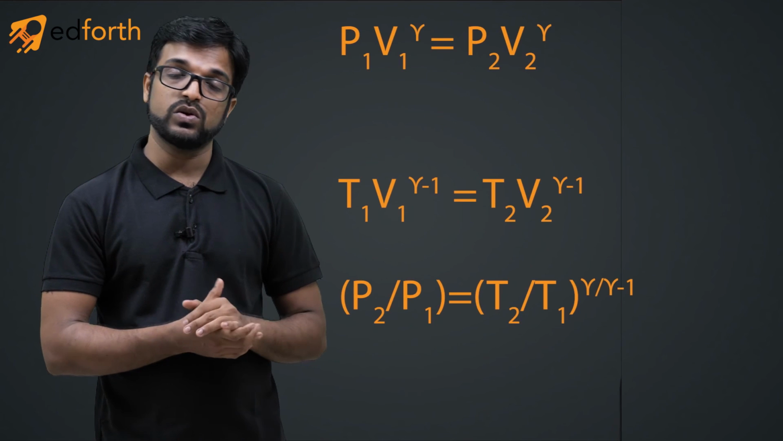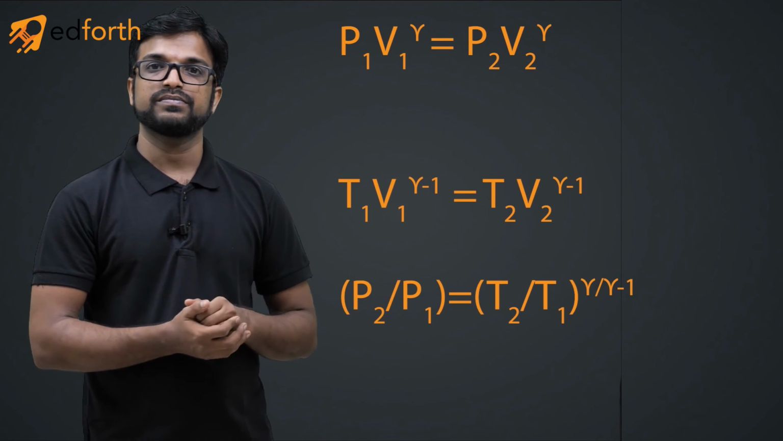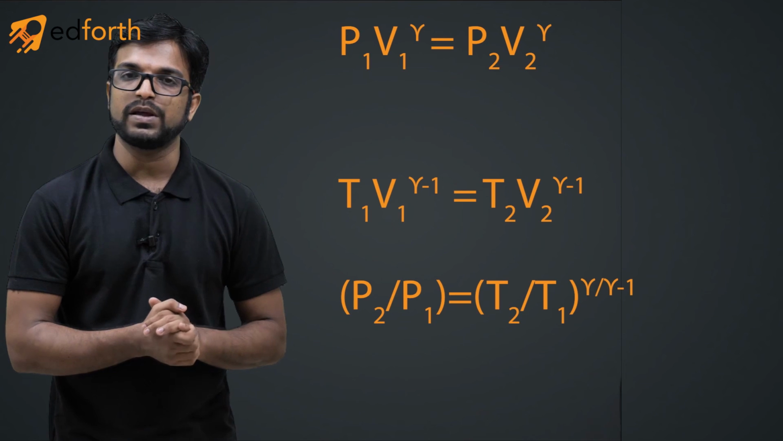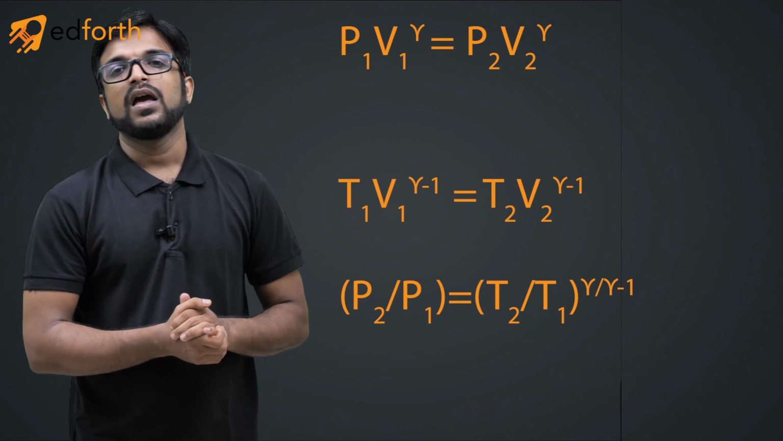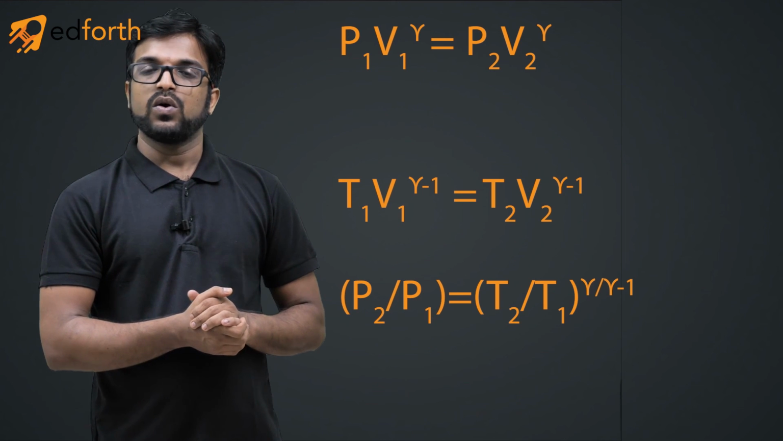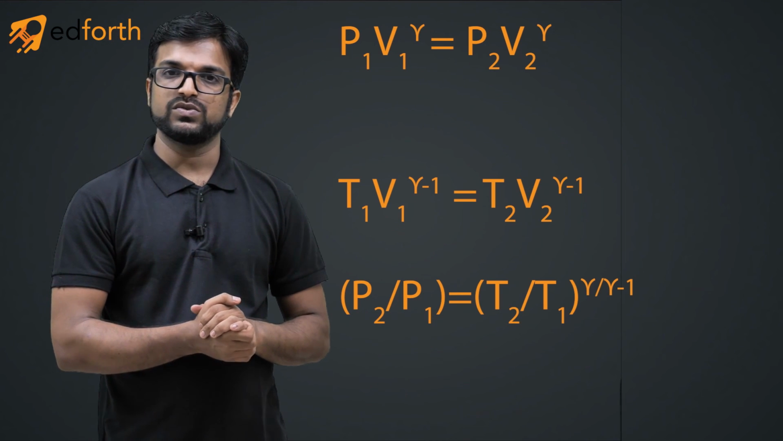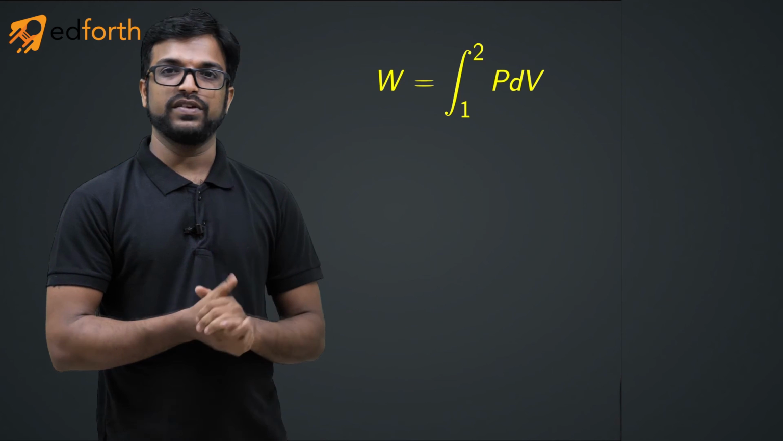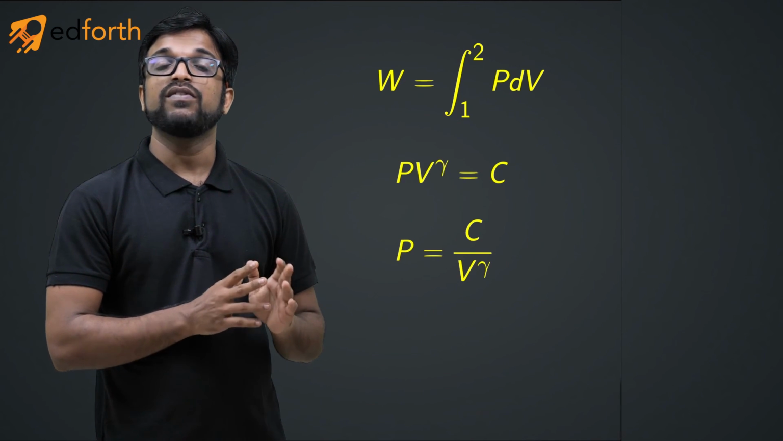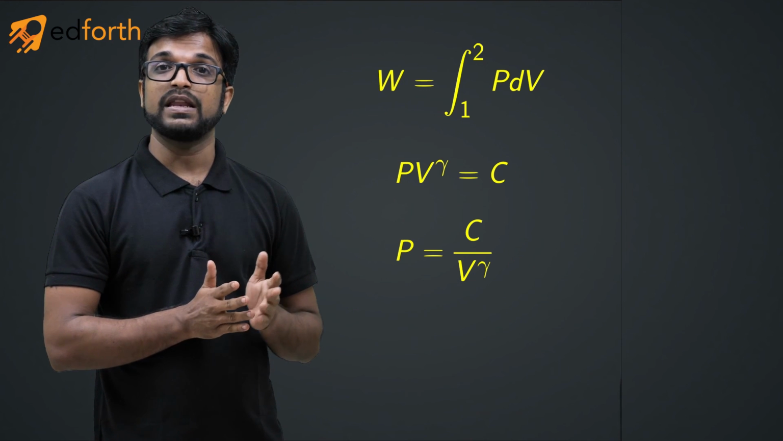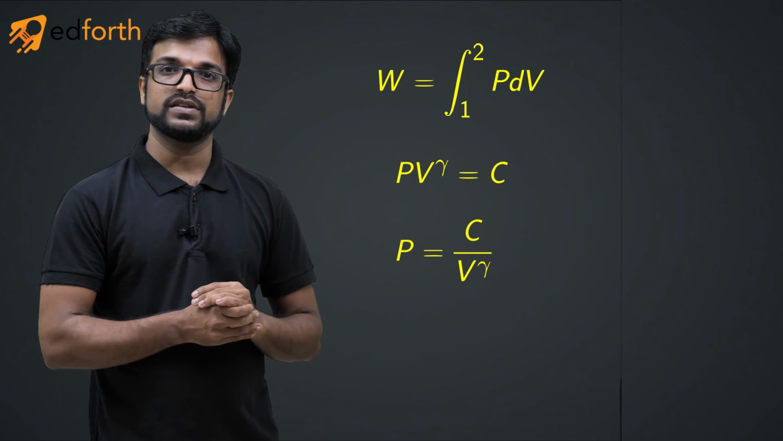Similarly, there are equations connecting pressure and temperature, and volume and temperature also. I am listing that out here. That is T1 V1 raised to gamma minus 1 is equal to T2 V2 raised to gamma minus 1. Similarly, P2 by P1 is equal to T2 by T1 whole raised to gamma by gamma minus 1. So we want to find the work transfer, right? Work transfer is nothing but integral PdV. In place of P, I can write C by V raised to gamma, because for an adiabatic process, PV raised to gamma is constant.